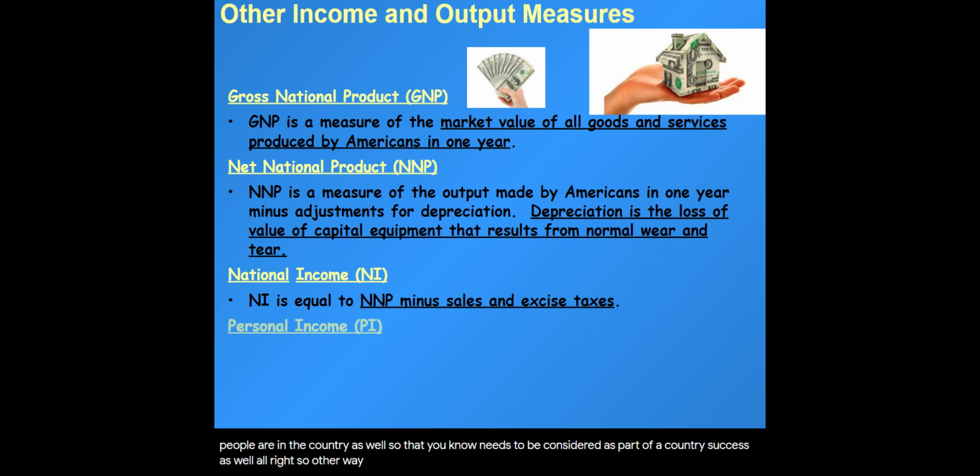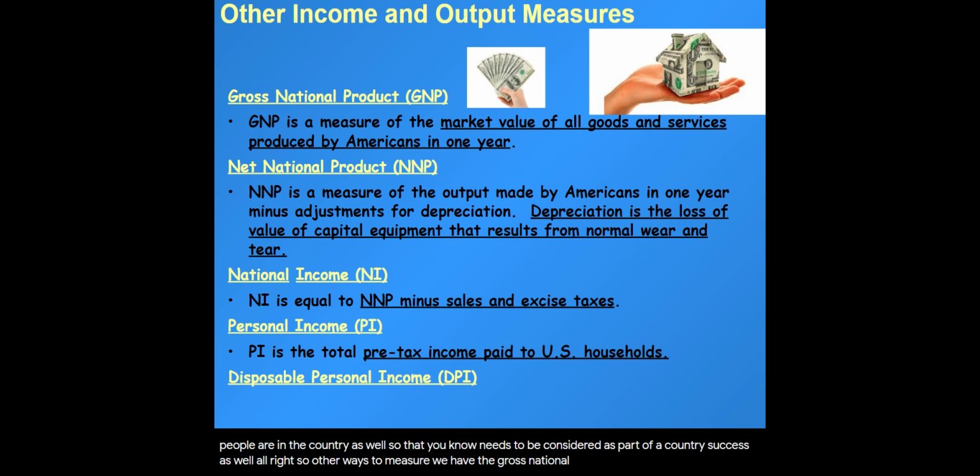All right, so other ways to measure, we have the gross national product, the GNP. The GNP is a measure of the market value of all goods and services produced by Americans in just one year. The net national product, the NNP, is the measure of the output by Americans in one year minus the adjustments for depreciation. Depreciation is the loss of value of capital equipment that results from normal wear and tear. So if you think of machinery or a car, it loses value from just the normal wear and tear of using it frequently.